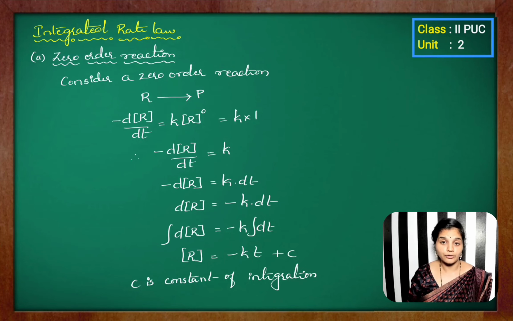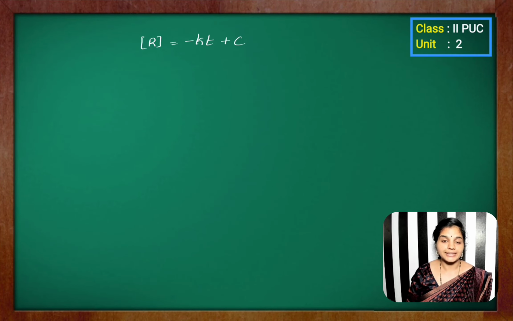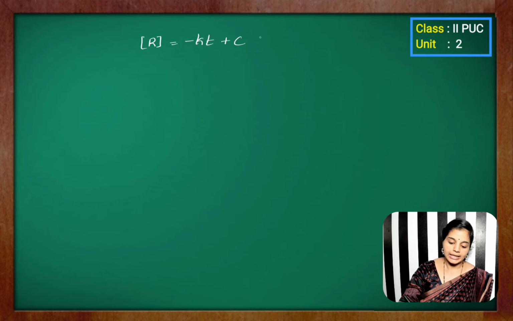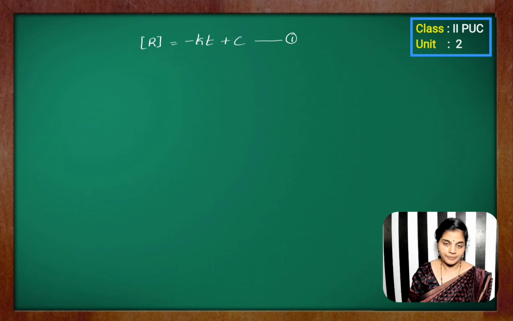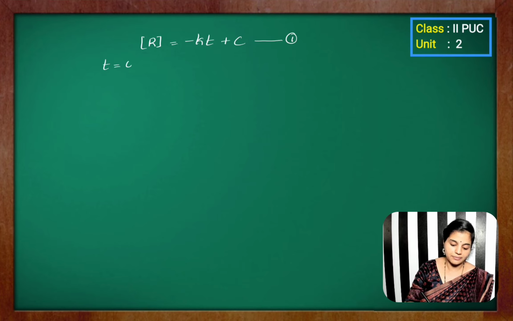Now let us find the value of C. After integrating the differential rate law, we have arrived at the expression concentration of R is equal to minus Kt plus C. Let us denote this equation as 1. Here C is constant of integration. Now let us find the value of C considering the initial time t is equal to 0. So when time was 0, during the beginning of reaction, concentration of reactant was equal to the initial concentration of the reactant R naught. Let us substitute this in equation 1.